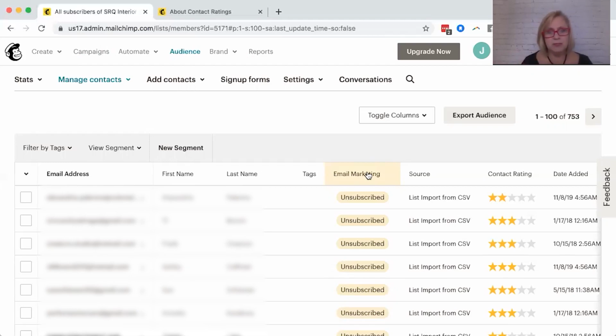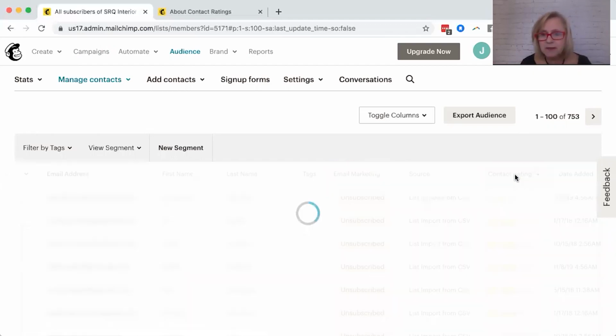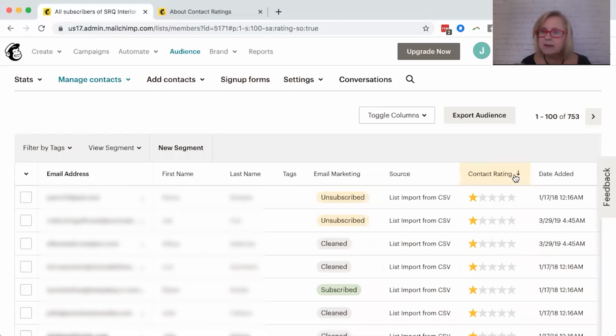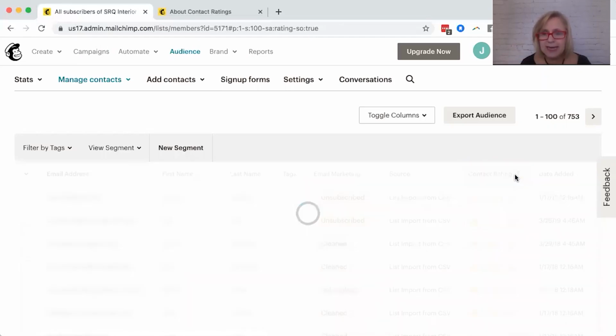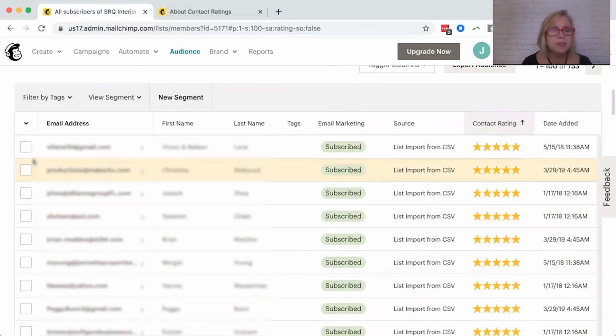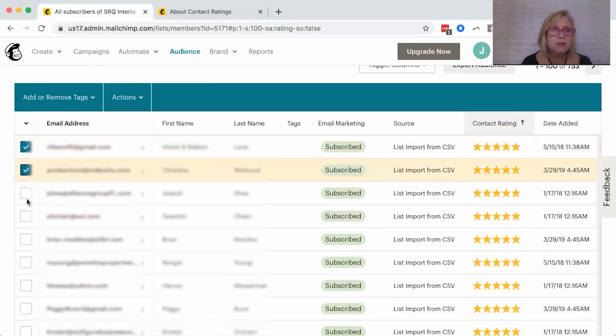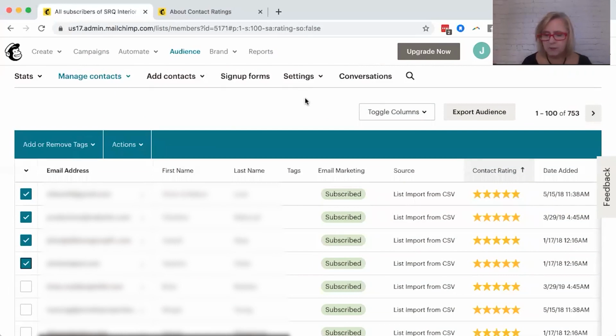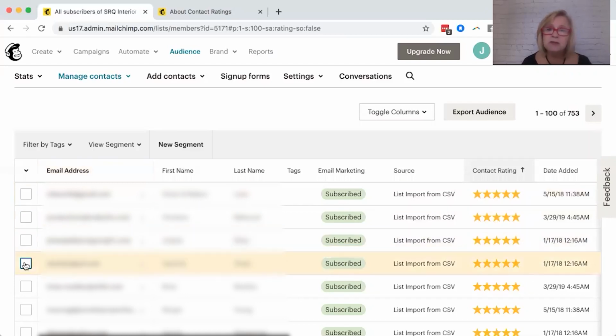Now, if you wanted to see your contact rating, you can click on that. And like I said, it sorts them by 1 star. But if you click on it again, it'll sort them by 5 stars. Really valuable information. And if you wanted to, click on here and you can export this information so that you could have a nice CSV file, which you can open in Excel. You could have that report.